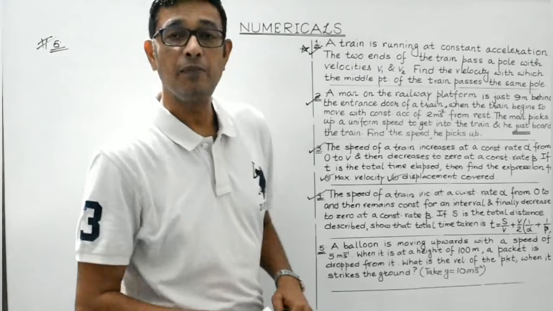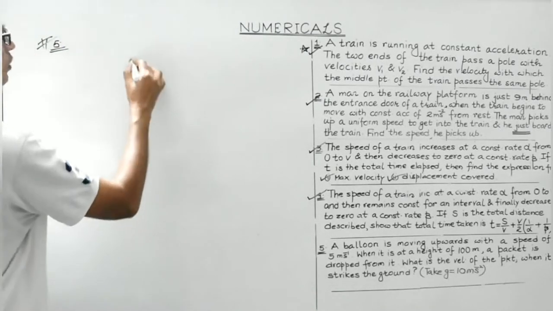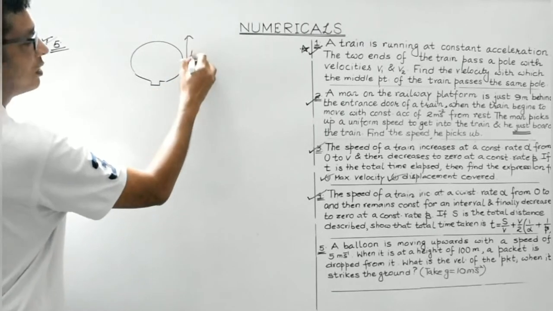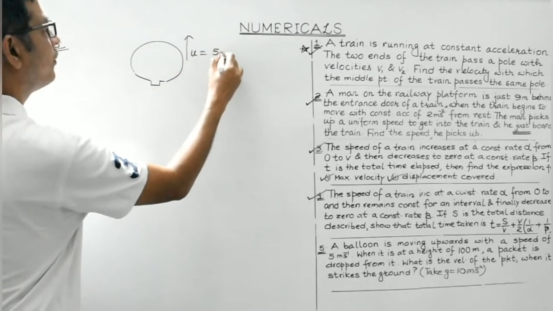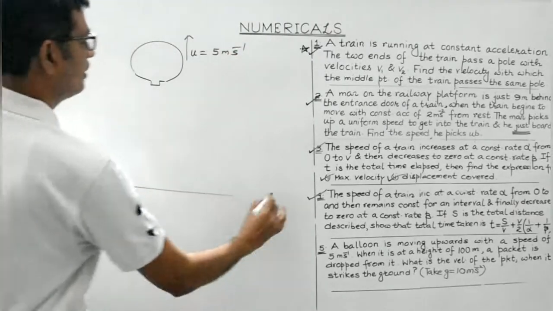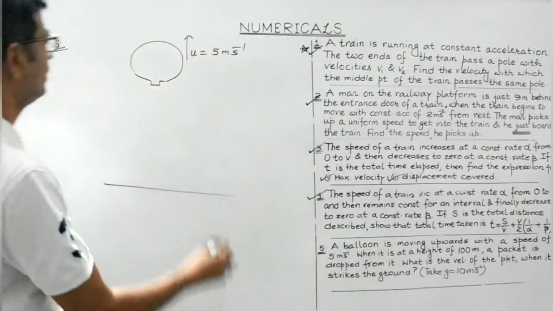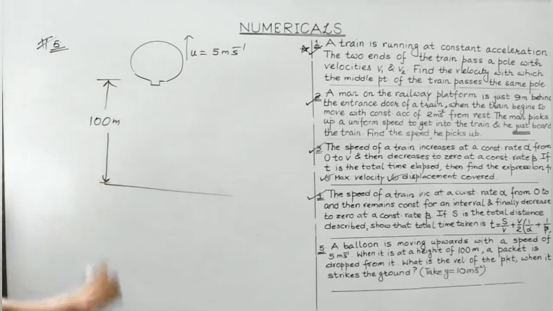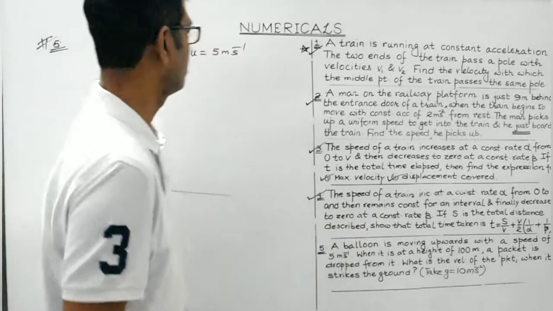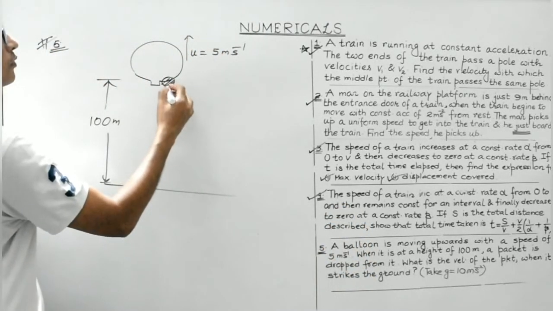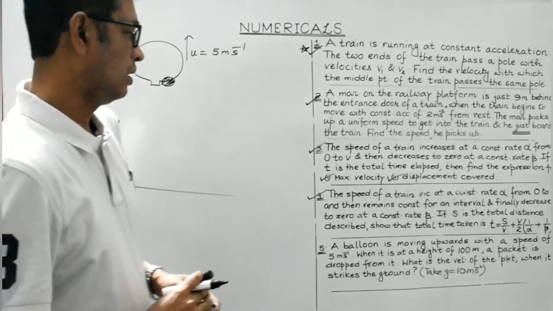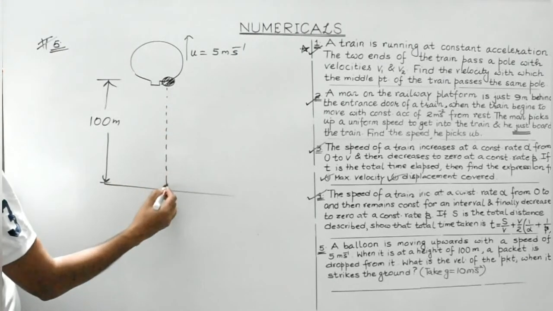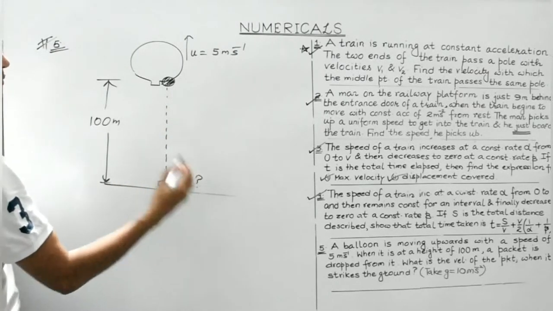Okay, the 5th one is: a balloon is moving upwards with a speed of, suppose this is a balloon. There is a balloon and it is moving upwards with a speed of 5 meter per second, right? When it is at a height of 100 meter, a packet is dropped from it. So what is the velocity of the packet when it strikes the ground? When this packet strikes the ground, then what will be its velocity?